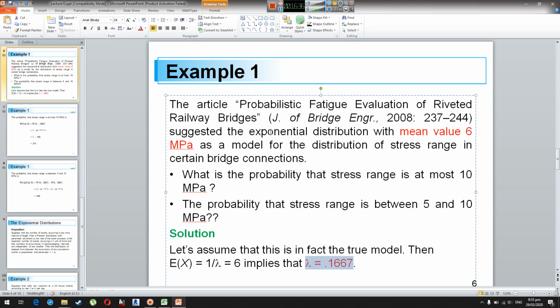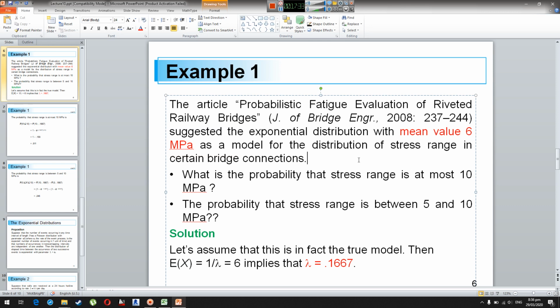Okay, what is the probability that the stress range is at most 10 megapascal? You are going to determine the probability of the stress range being at most 10 megapascal. And what is the probability that the stress range is between 5 and 10 megapascal? You can see here that the data is continuous, not discrete. So we might have a mean value of 6.6, and if someone determines the stress values at a bridge connection or any other part of a bridge, he will not get exact values of stress like 5, 6, 7, 8, 9, 10. The value might be 5.5, 5.6, 6.5, something like this.